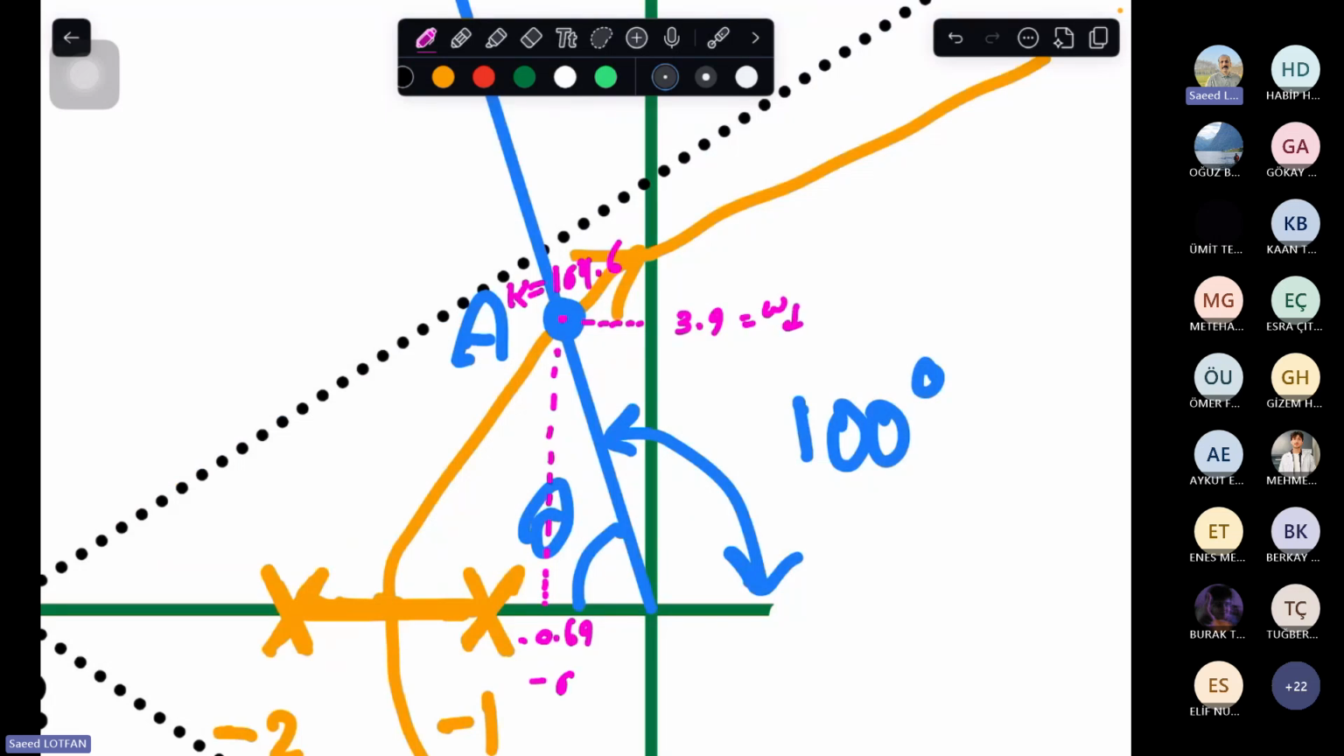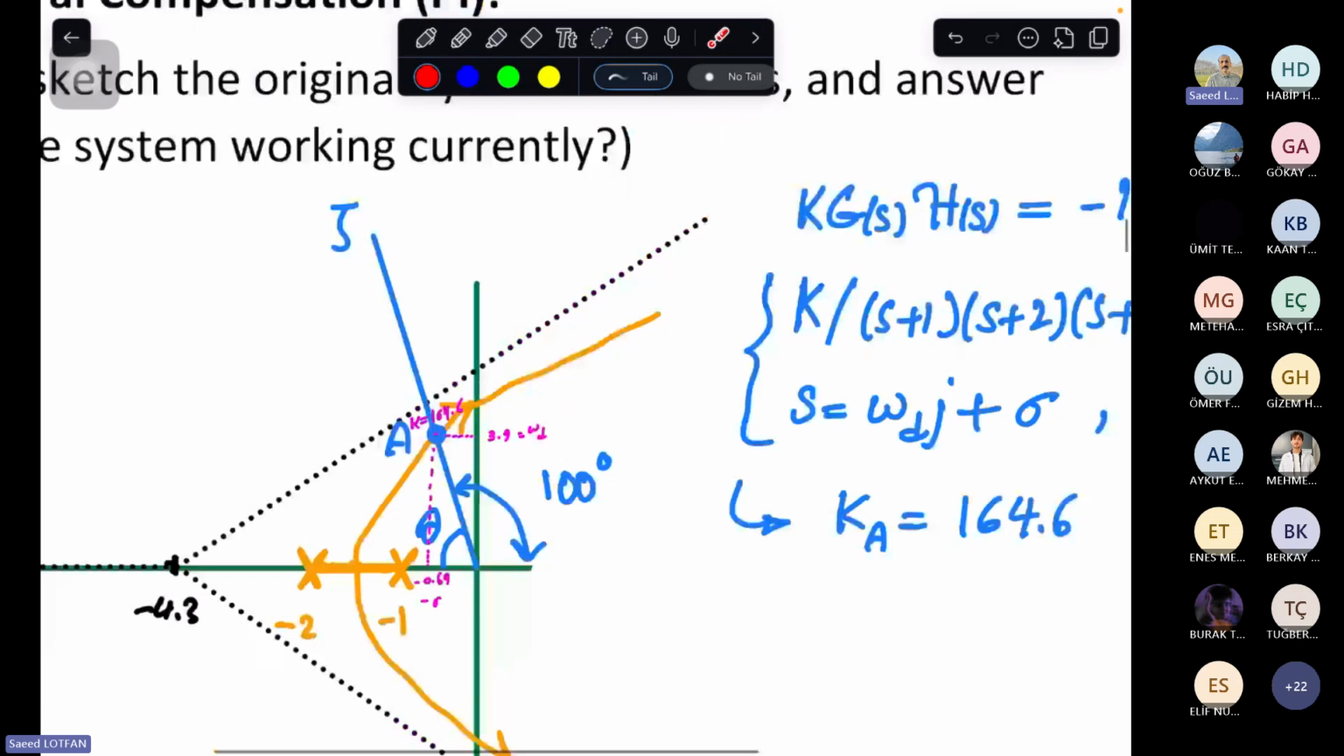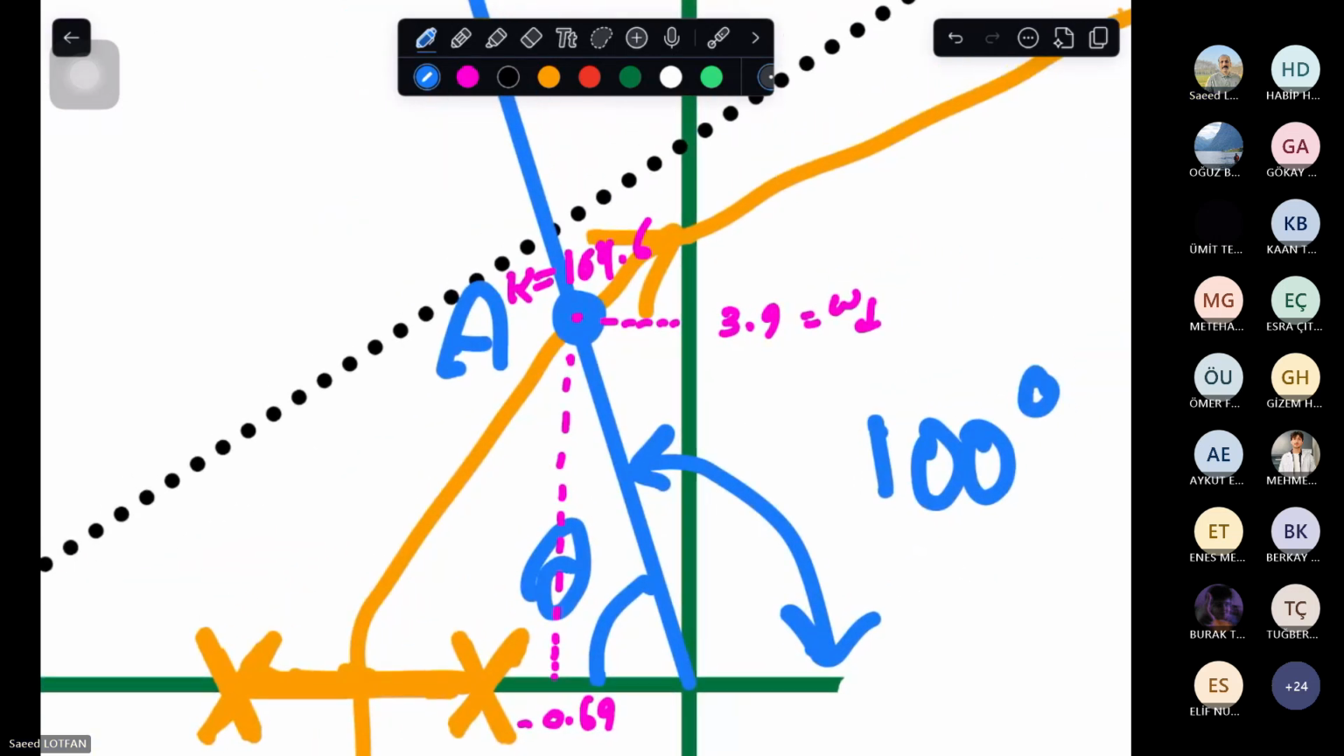This part is omega d. This is minus sigma, and K is at this, because we know that at here we have 0 K, and K increases this way and goes to infinity like this. K is changing along the line. It says that K from 0 has started, has increased, and when K is 164, at this zeta line, which is given by the problem as 0.174, the system is here, and now the uncompensated system is working here.